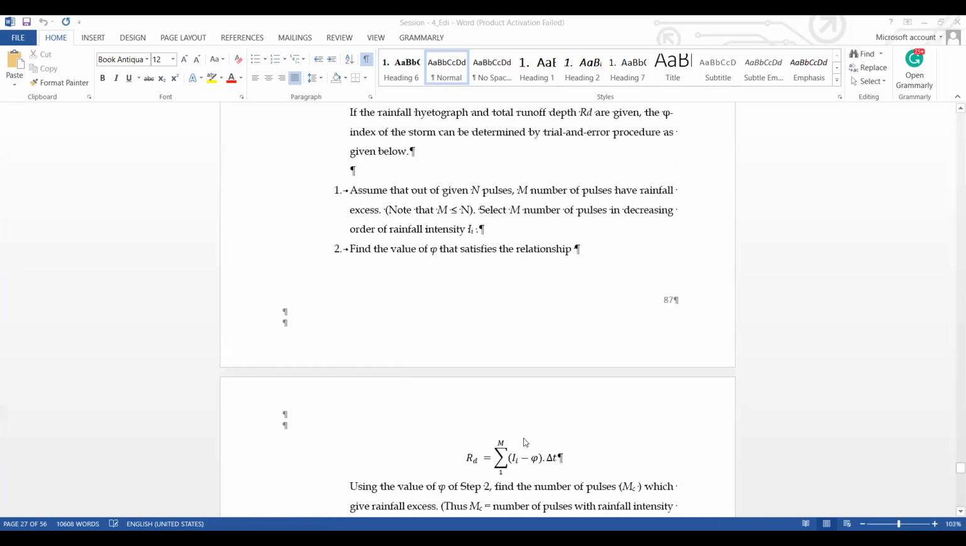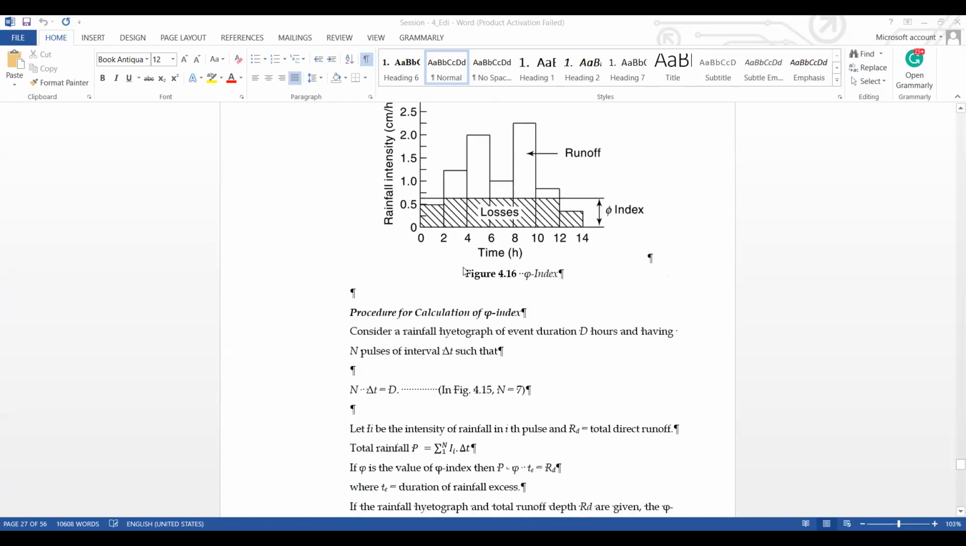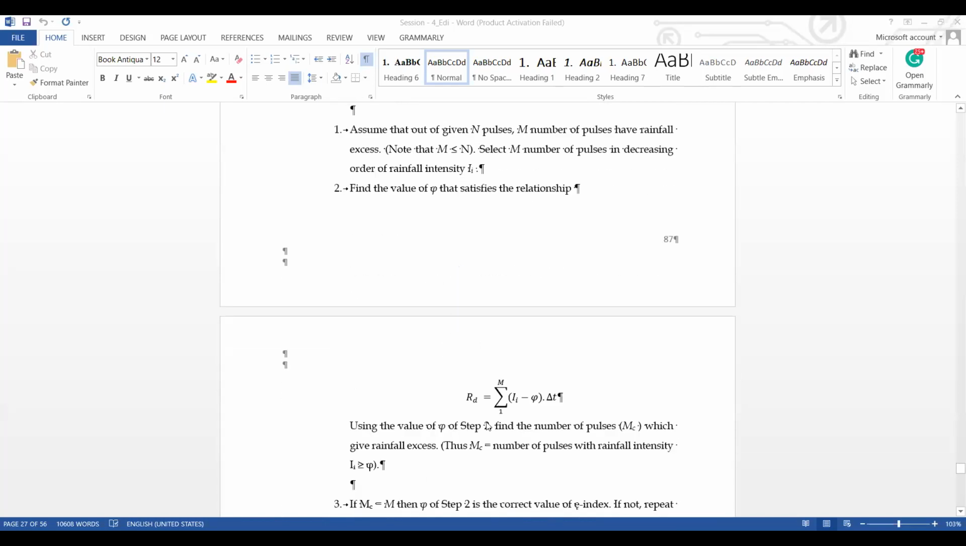Now if you go to this graph, I into delta T means if you take one bar like this, one tower like this, this entire thing. Now phi into delta T represents this area. So the remaining area is what you call RD. So that is what this represents.